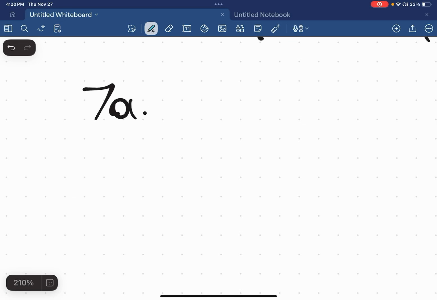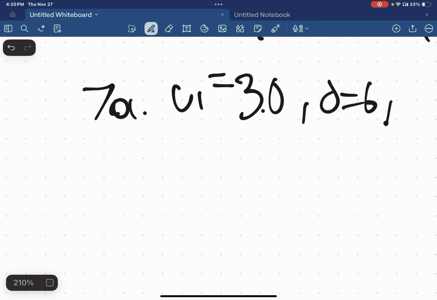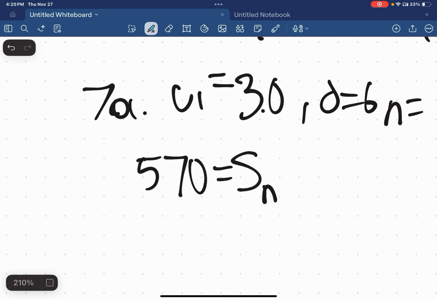Okay, let's get started. The seats per row form an arithmetic sequence, since it's just going to be plus 6 seats for each row that we have. U1 is going to be 30, and then our difference is going to be 6, and n is going to be equal to the number of rows you have. And it's saying in total there are 570 seats, so 570 is going to be equal to the sum of all these rows, which for an arithmetic sequence is given through this.